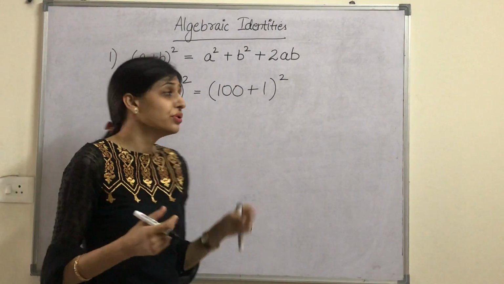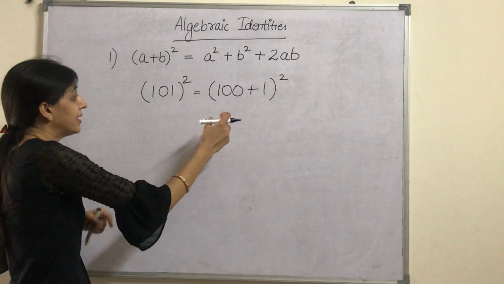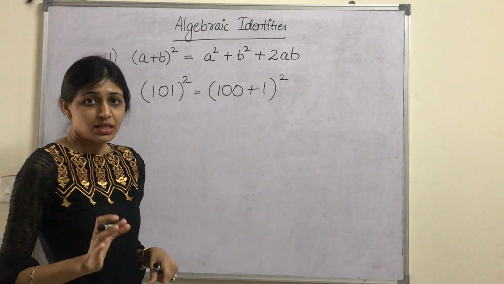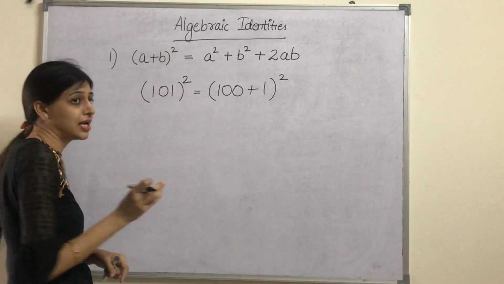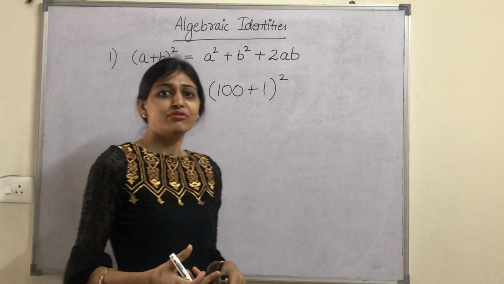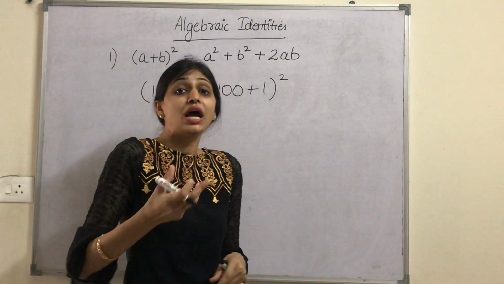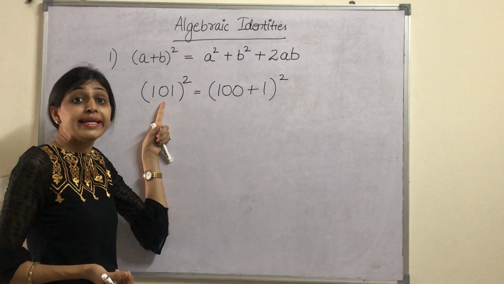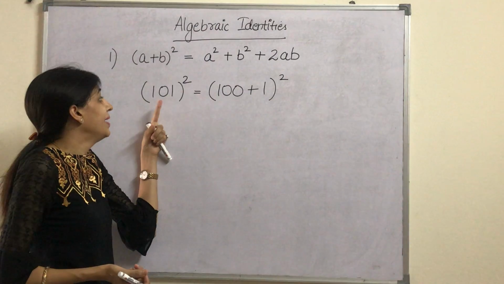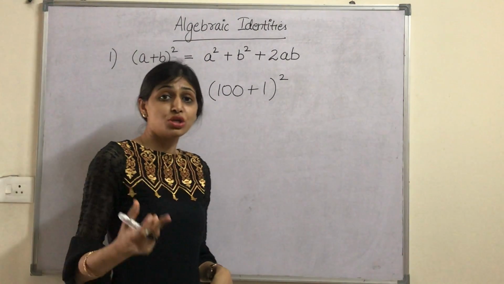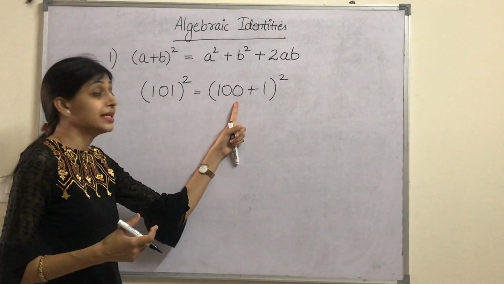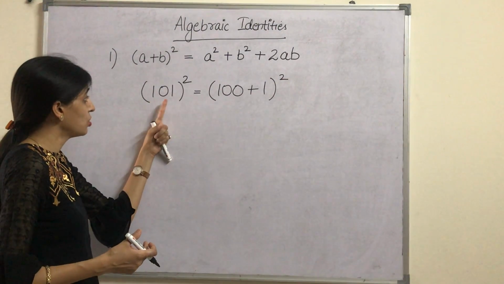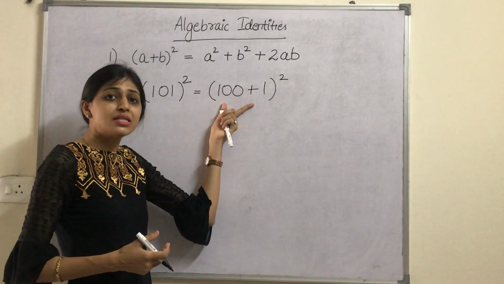Sometimes what do the children do? They directly multiply 101 into 101. That is not correct because we are not in class 5. We are not doing a class 5 or class 4 question in which we have to multiply the 2 numbers. This is a question based on identity. So we have to apply the identity in such a way that it is easy to solve, right? So I have changed 101 into 100 plus 1.